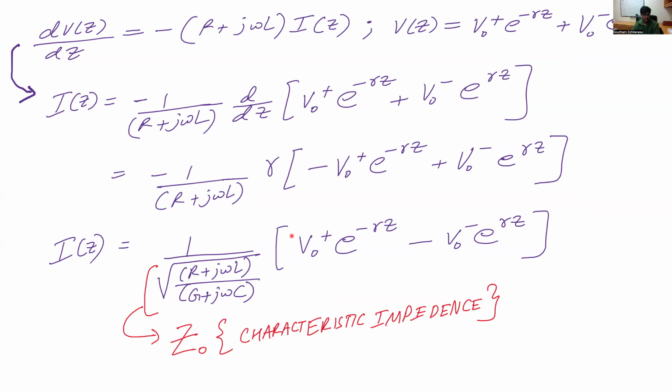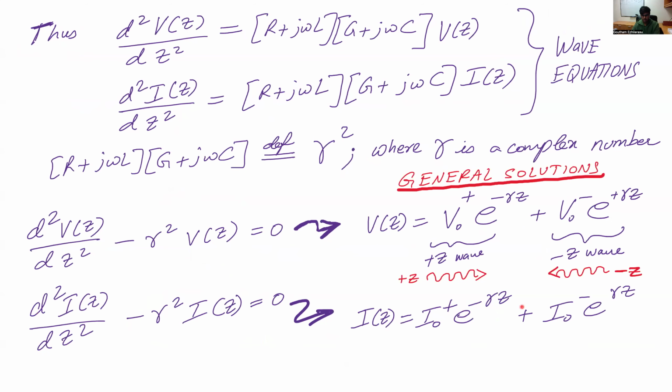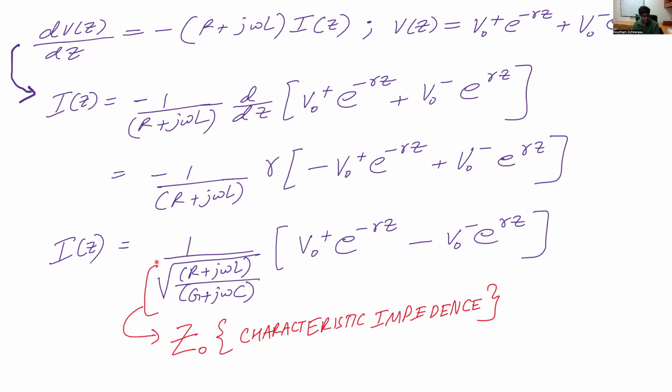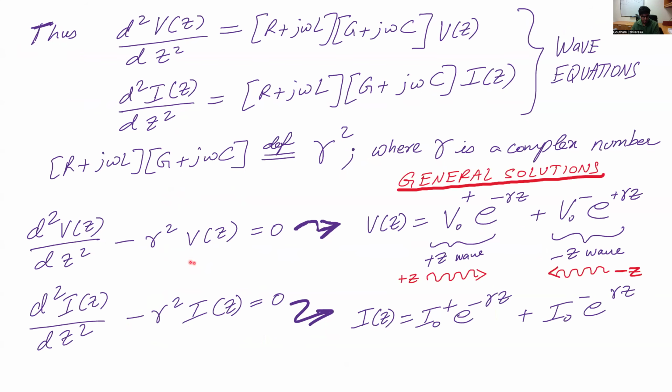So now what we have written is we have taken these I naught plus and I naught minus constants, and we have replaced them with a new constant in an expression which is in terms of V naught plus and V naught minus, by using the differential equation that corresponds to how the voltage changes in terms of the current. And so now we notice that I naught plus is related to V naught plus.